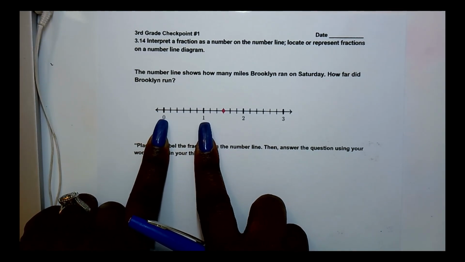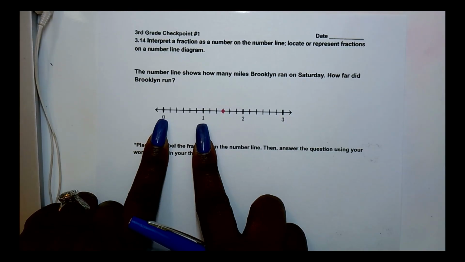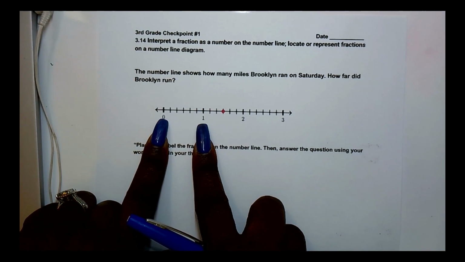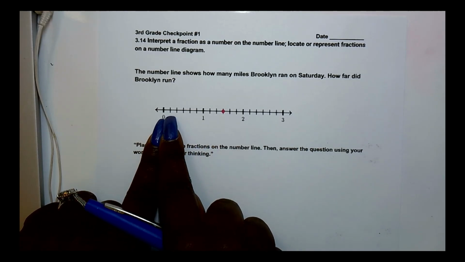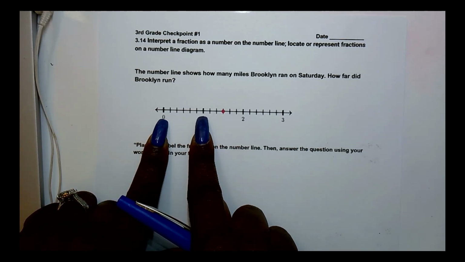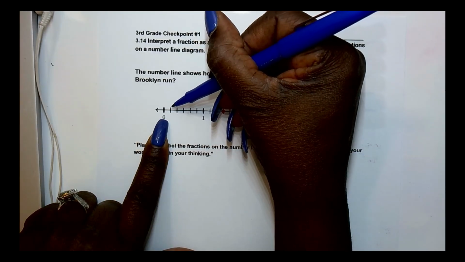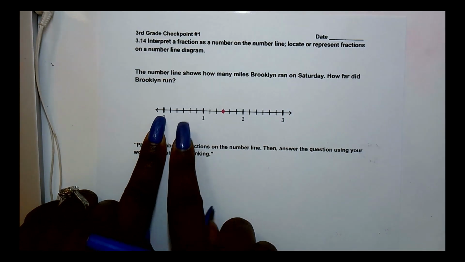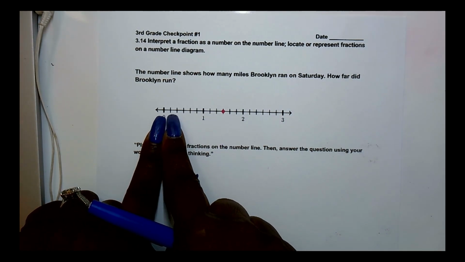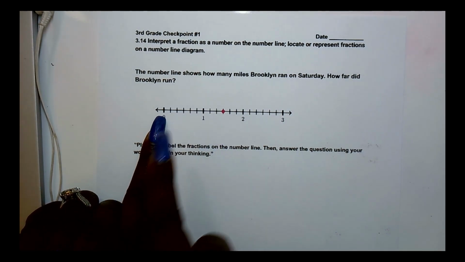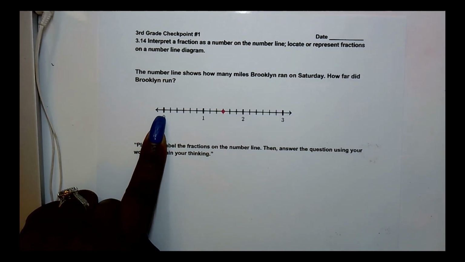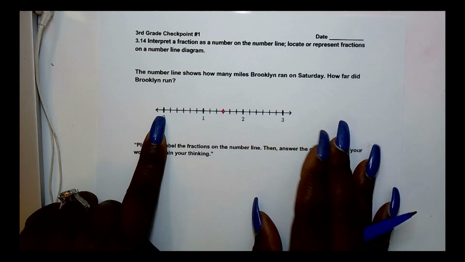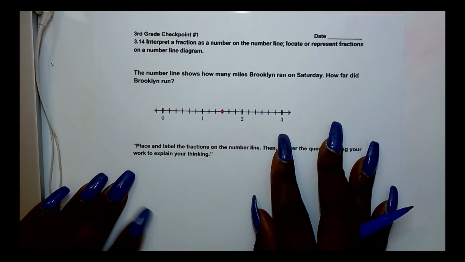Next, we partition the number line into equal parts. Not kind of equal, not close enough, but equal parts. So I'm going to start at 0. I can count the tick marks all the way up to 1, or I can count the spaces in between the tick marks. So I'm going to start at 0, and I'm going to see how the number line is partitioned. 1, 2, 3, 4, 5, 6. So the unit fraction is 1/6. So that means each one of the tick marks is worth 1/6.